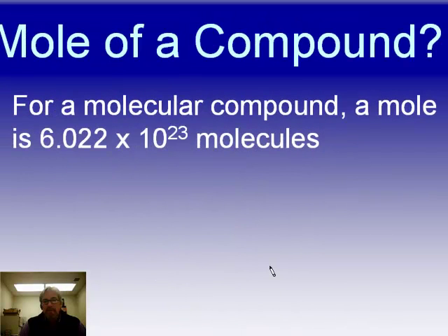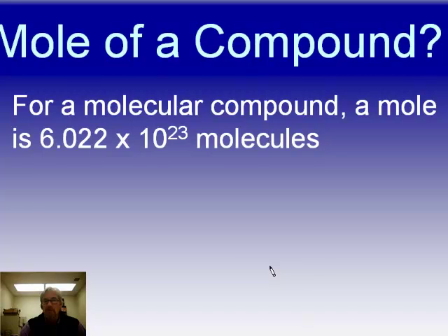Well, what does a mole of a compound really mean? We know a mole of an element means 1 mole of atoms, or 6.022 times 10 to the 23rd atoms. For a compound, a mole means, if it's molecular, 6.022 times 10 to the 23rd molecules.